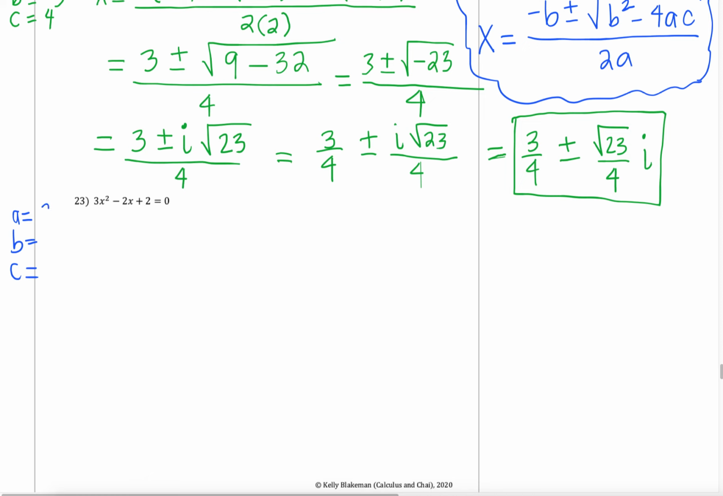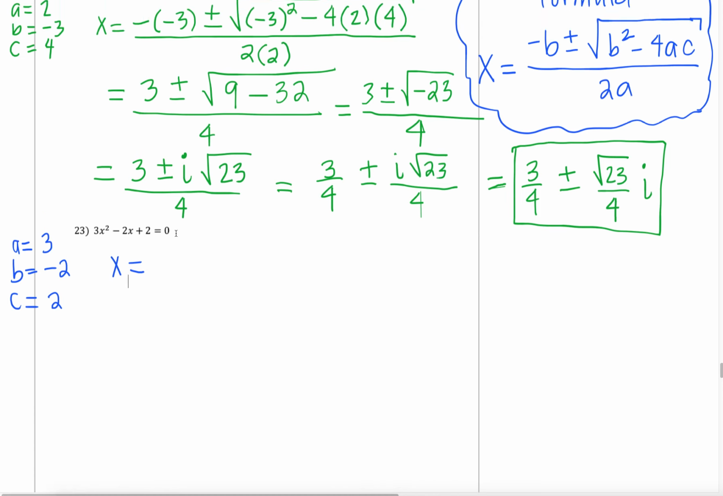So to check that, our a is going to be positive 3, our b is a negative 2, and our c is a positive 2. Now that we know what a, b, and c are, we can go ahead and set up the quadratic formula from here. Why don't you guys pause the video and write out your setup for the quadratic formula, and then we'll check it together.